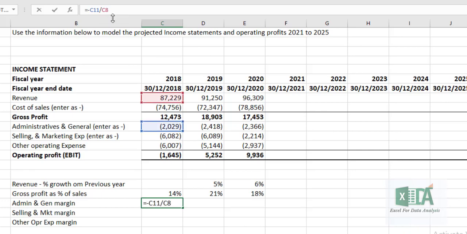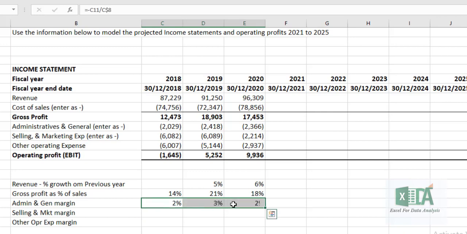You know that it's going to change from C to D to E, but it's not going to change from 8, which is revenue. So we're going to fix the 8. This is going to put the dollar sign for the 8. Then C11 will change to C12 and C13. I think that is okay. Good. Okay, now let's copy the formula.